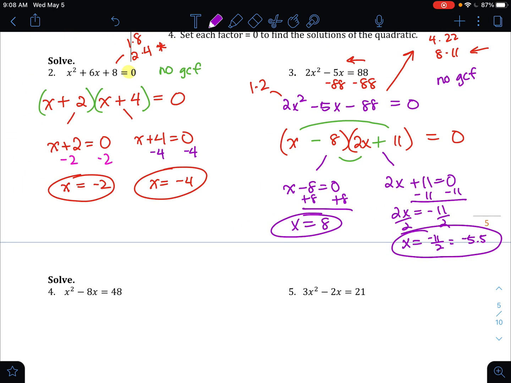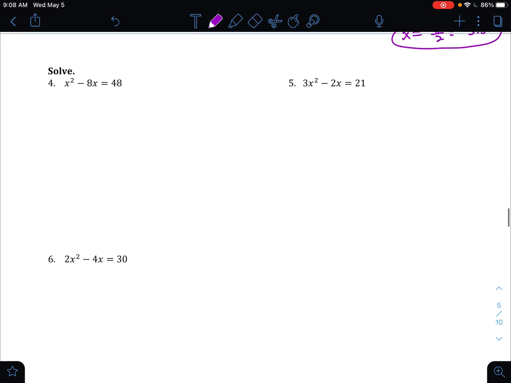Okay, that's the general idea on factoring. So you're going to spend most of your time factoring. Then the solving should be pretty easy because you're just setting them to 0. Okay, will you stop the video and move on to 4 and 5? You can also do 6. I'll come back and work 6 with you, but go ahead and pause and do numbers 4 and 5.